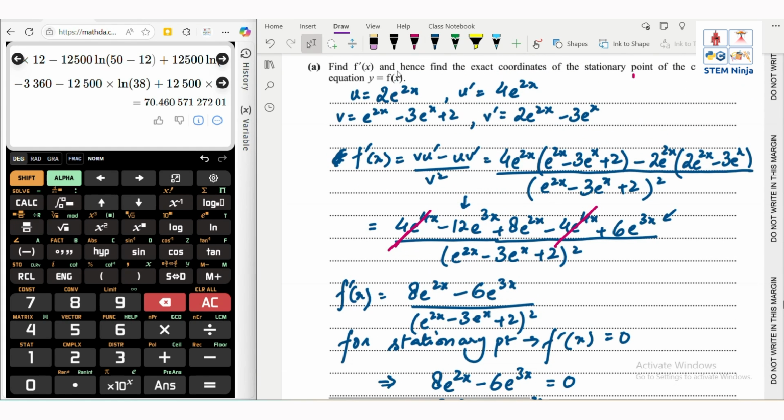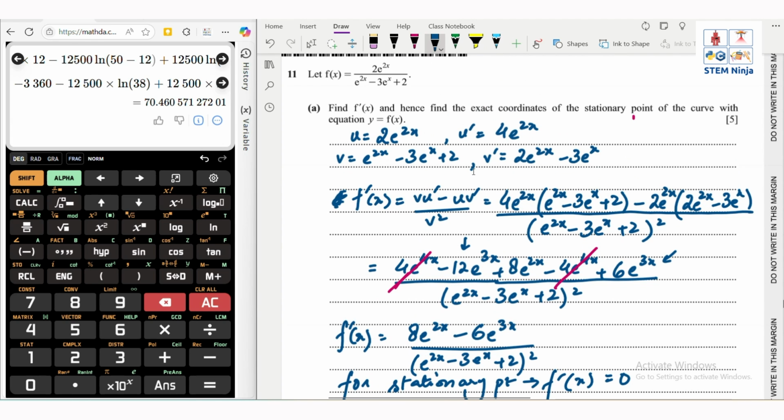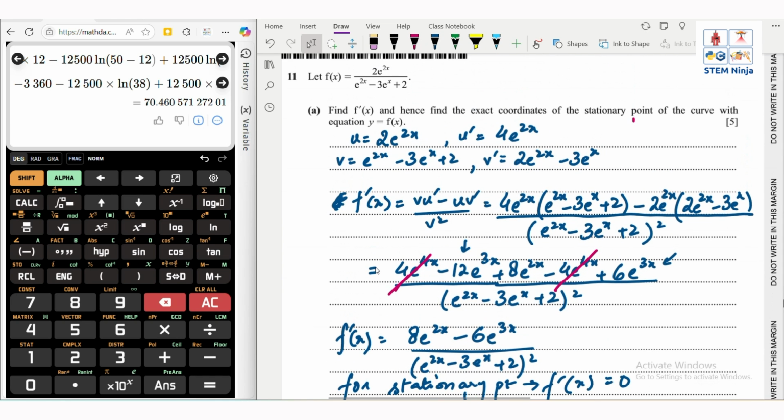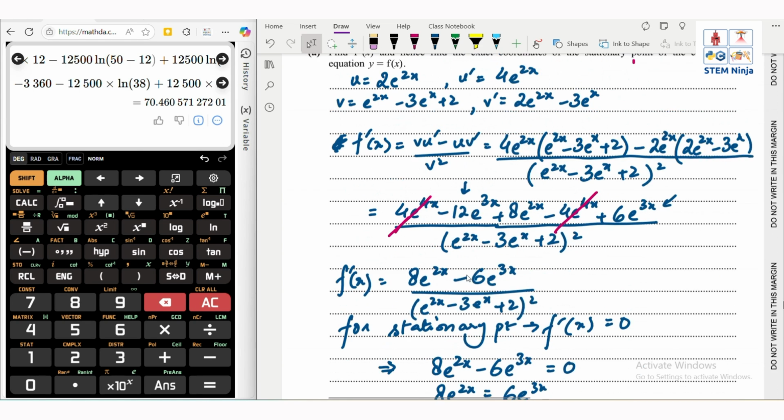This would be the x coordinate. We need to find the y part also. So that was, all right, y is 2e raised to power 2x.